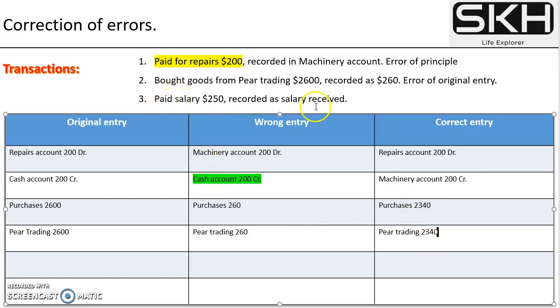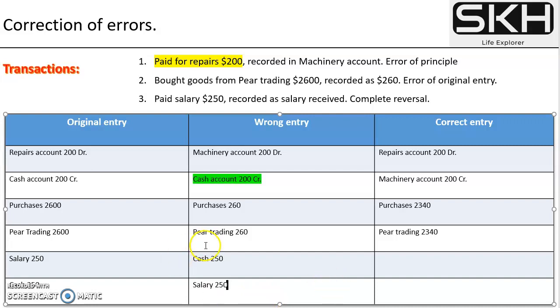Now the next entry is quite interesting. It says paid salary 250 recorded as salary received. So it is a complete reversal, which means that you paid salary. The correct entry should be salary account debit by 250 and cash account credit by 250. We should do that, but we never did. Remember that the original entry is the actual entry, but we never recorded that. What we did instead, we recorded as salary received. So it means that we debited the cash by 250 and we credited the salary by 250.